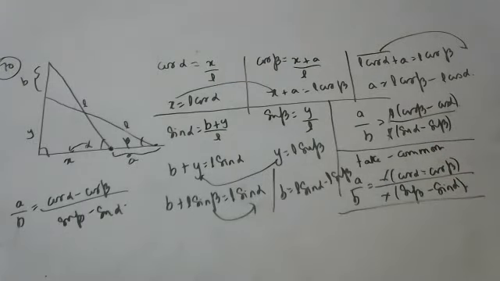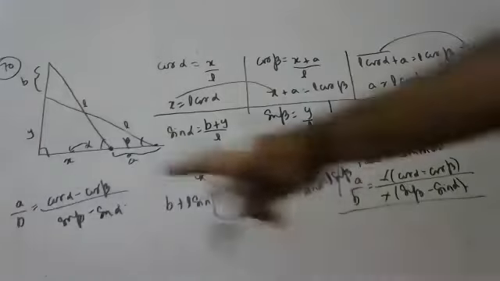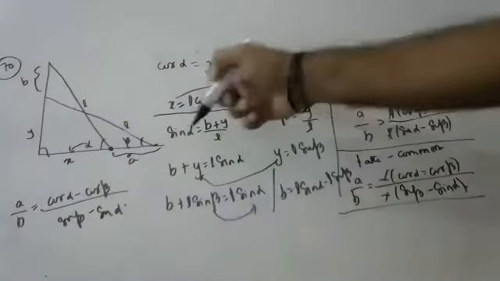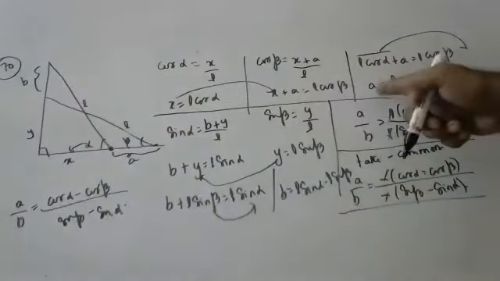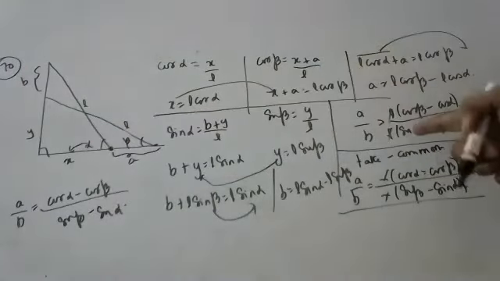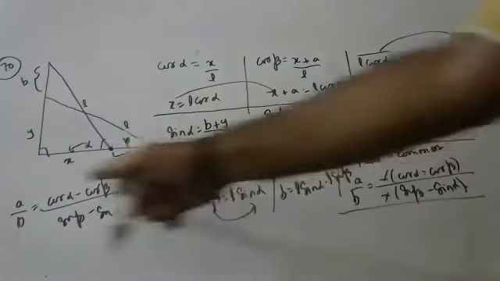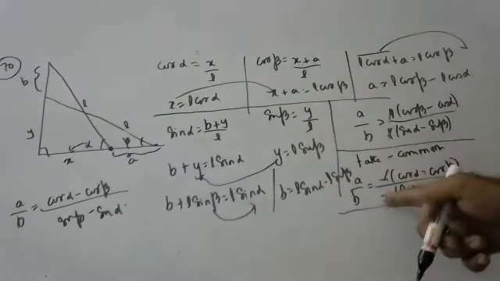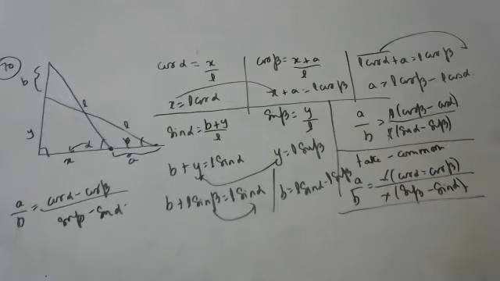That's all, children. Very easy. Whatever they give, cos alpha, cos beta, sin alpha, sin beta, I found out. I got A, I got B. According to the question, divide A by B. I divided, I got the answer. But according to the question, I got reverse. So I took minus up common, minus down common, minus cancel. Beautiful function.